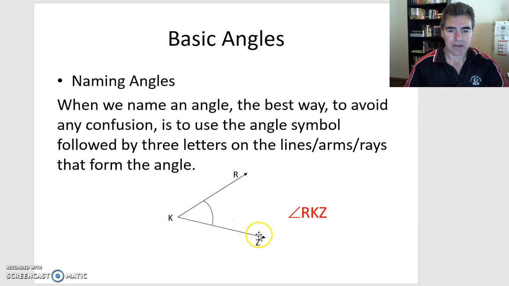R, K, Z. Now you'll notice that my K is in the middle. The vertex must be in the middle. Okay? Not K, R, Z, because that would indicate that the vertex is R. It's R, K, Z. The K is where the lines meet. That's our vertex. But I could have started here. So I could have actually had that as ZKR. Both of those angles are the same, noticing that the K is in the middle.